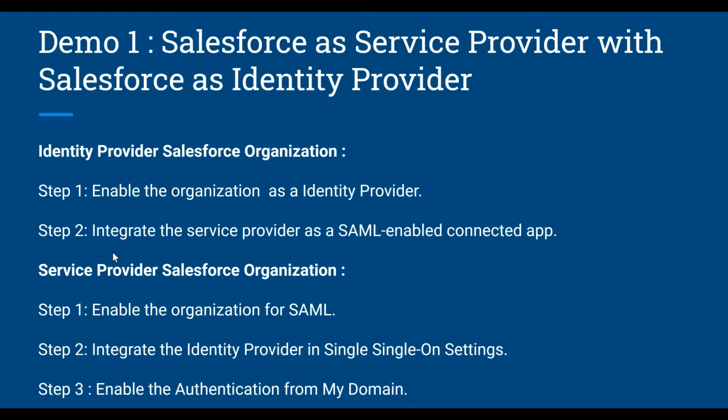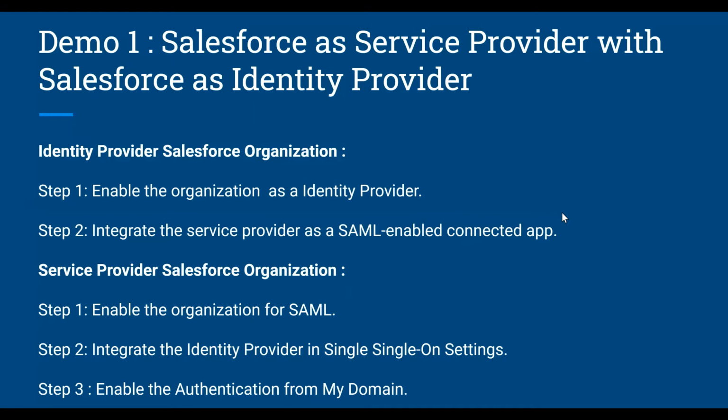And on the other hand, we have the service provider Salesforce organization. To set up the service provider Salesforce organization, first of all, we need to enable the organization for SAML. So we need to enable this in our settings. The second step is integrate the identity provider in single sign-on settings. And the third one is enable the authentication from My Domain. So My Domain settings will allow you to enable the authentication, whatever authentication you have applied for an identity provider, you can set up from your My Domain.